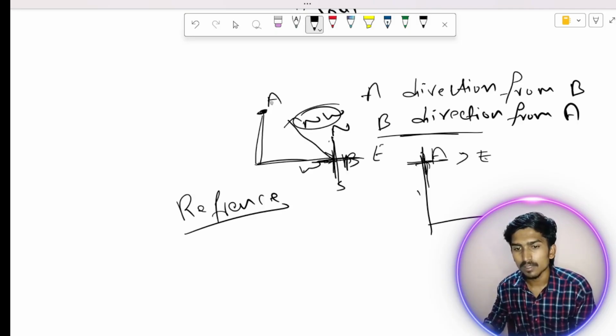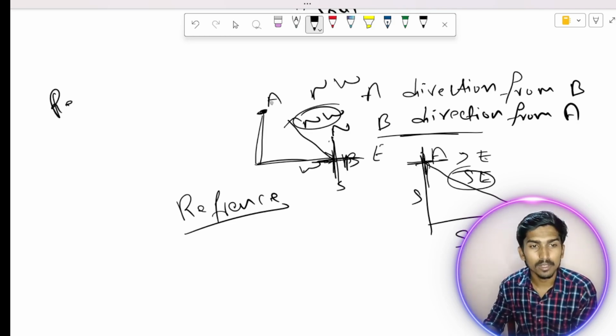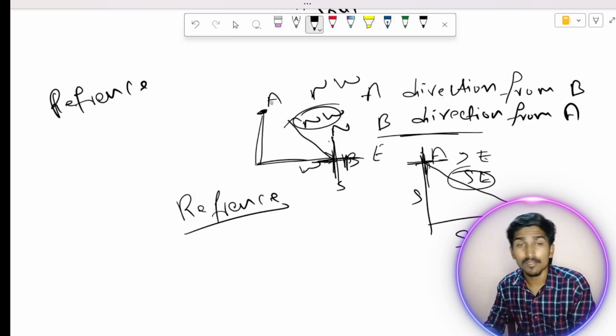This is what? South. Between east and south is the southeast. So the direction is southeast. Answer is southeast. Here, northwest. So the answer is... The most important thing in this is the reference point, whether they are asking from A or from B.